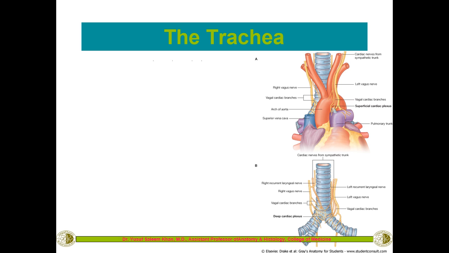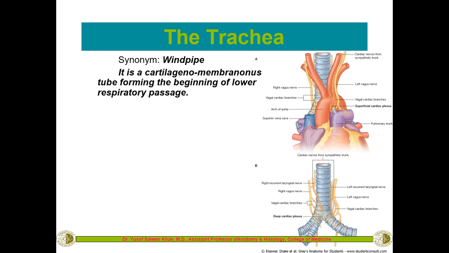Now coming to the trachea, this is also called the windpipe. It is a cartilaginous and membranous tube forming the beginning of the lower respiratory passage. So it begins from the lower part of the larynx. You have seen the end of the larynx at the lower border of the cricoid cartilage. From there begins the trachea.